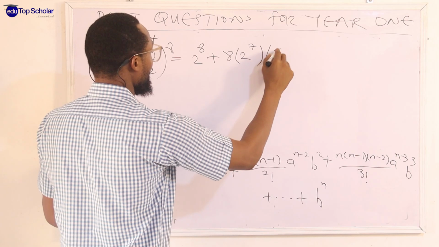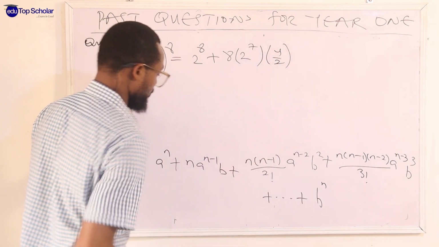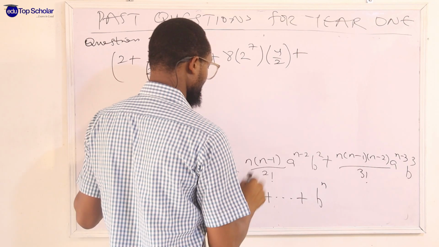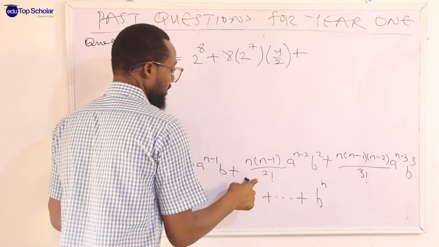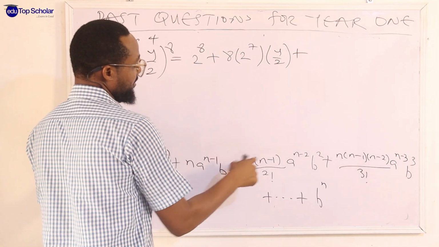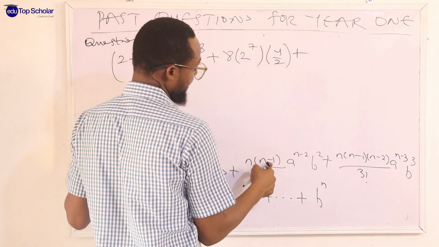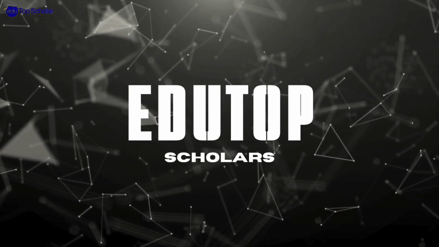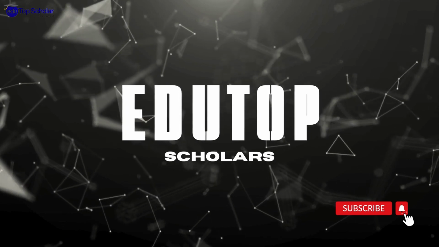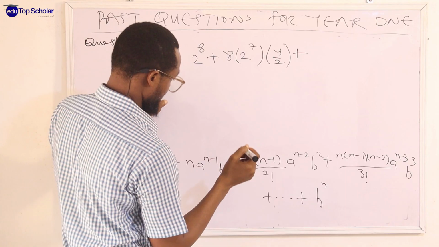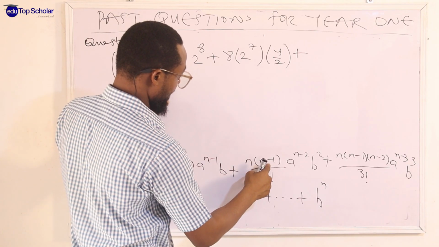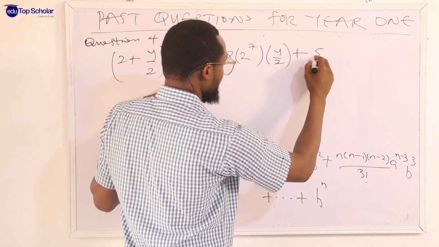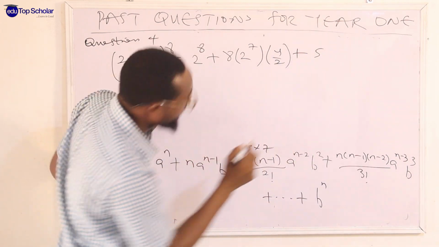Our b is y over 2 plus, this is the first term, second term. The third term now will be n into n minus 1, that is 8 times 7. 8 times 7 should be... do I have a calculator here so that the work will be faster? So this will be 8 times 7, I have 56.